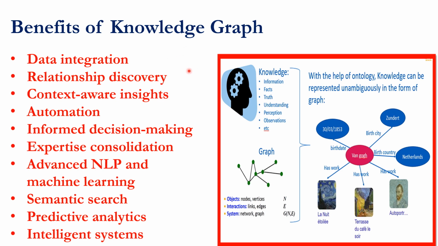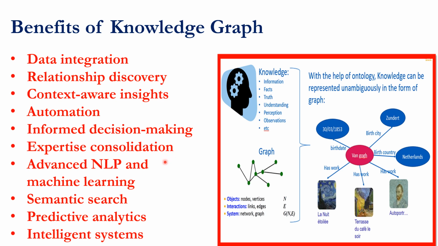Then relationship discovery. Explicitly representing and analyzing relations between entities leads to new insights, connections and patterns. Then context-aware insights, which enables the creation of personalized recommendations, tailored views and contextualized search results. Then automation of tasks such as data entry, fact checking, and information retrieval, which saves time, reduces errors and increases efficiency. Then improved decision making and expertise consolidation.